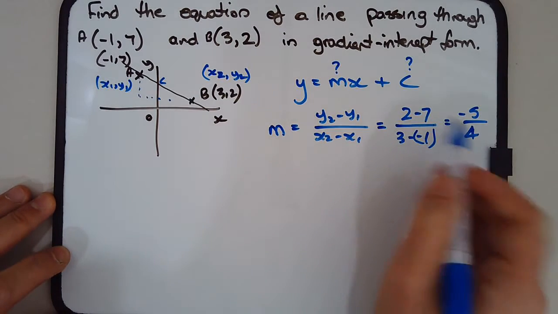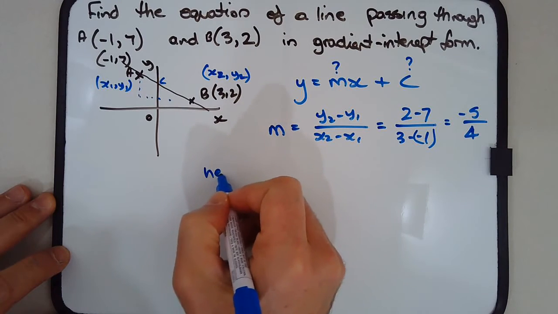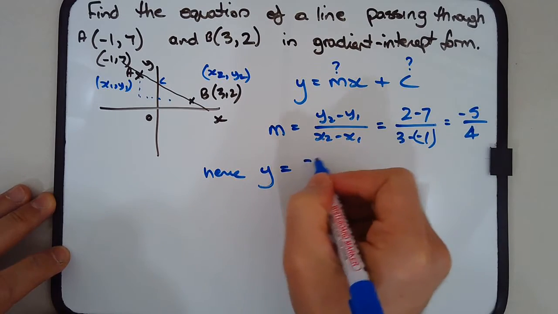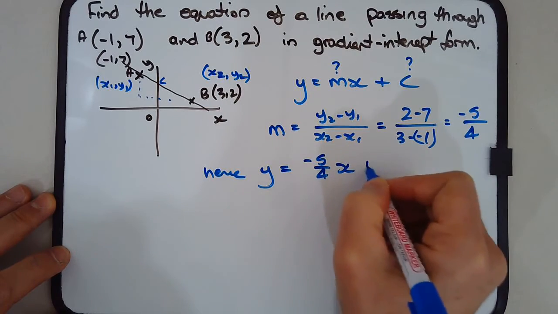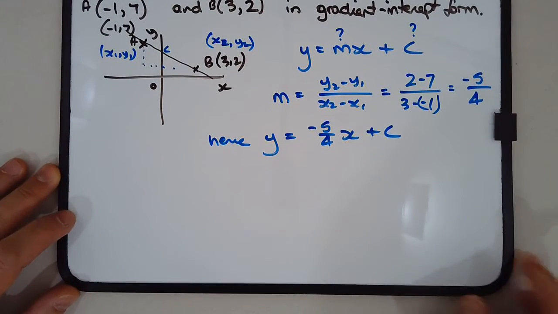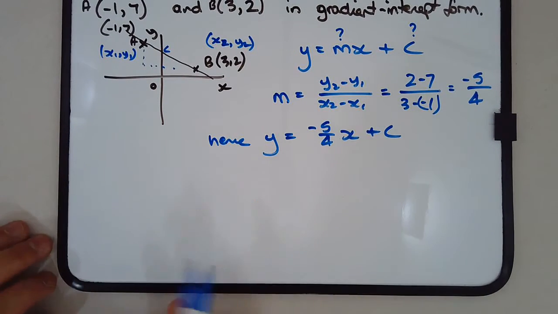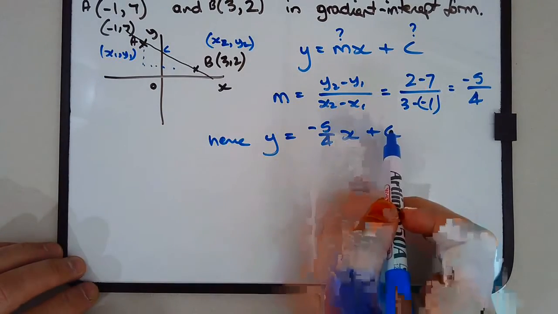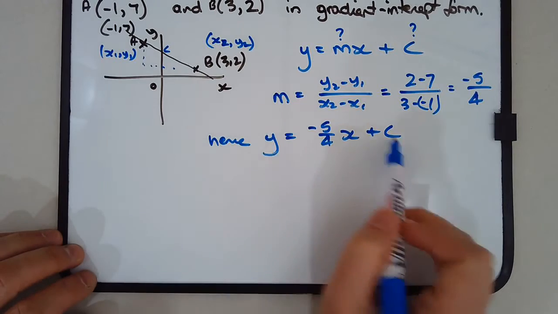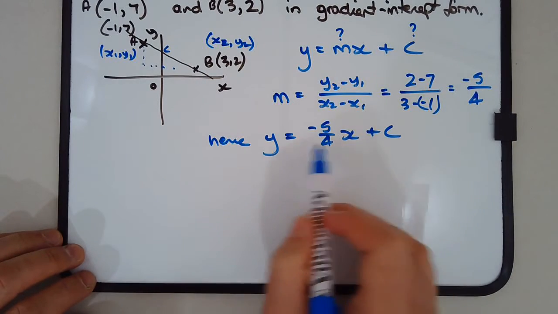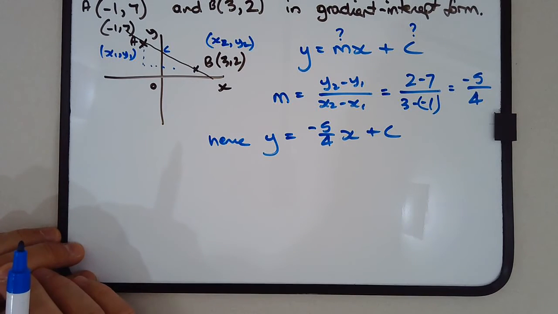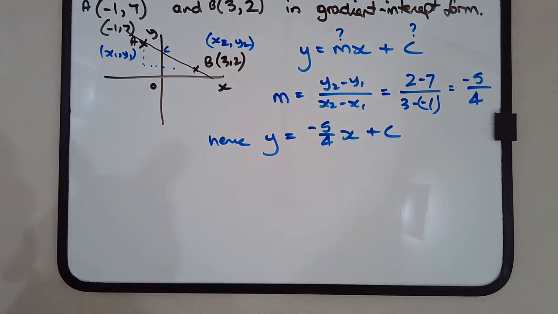All right, so we've now found one thing. Hence y is equal to mx plus c. We have the m, negative 5 on 4 x plus c. That still leaves us with the y-intercept. That's all we need to find now. We can use any point. To find the plus c, we can use any of the points that's on the line, substitute it into this equation for x and y, rearrange the formula, find our y-intercept, and then we can come up with the equation in gradient-intercept form.